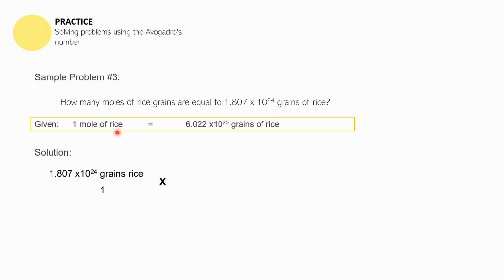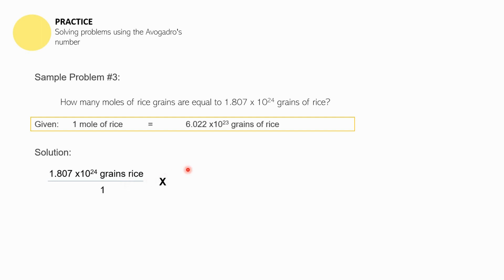Kaso, which one will be put sa may taas? Of course, the unit you're looking for. And what unit are you looking for? You're looking for the moles of rice grains. Okay, that's what you're looking for. Because you already know the grains, the number of grains. Ito siya. What you need to know is the number of moles. So, you know the number of grains.